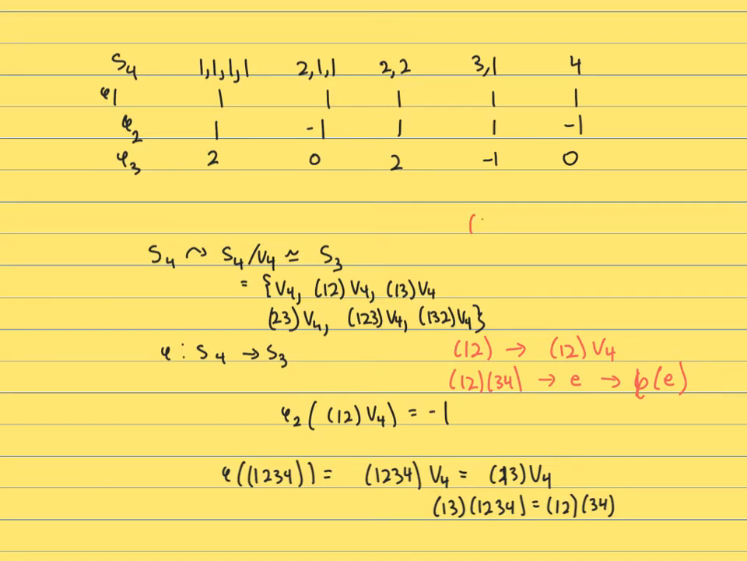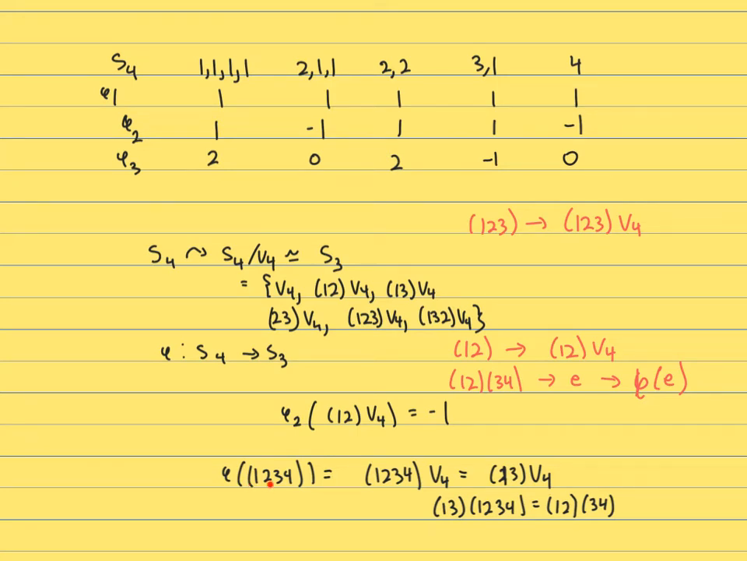Well, 1, 2, 3 gets sent to 1, 2, 3, V4. So it gets sent to itself in the symmetric group. So again, you just get the character value copied from the previous character table. So these 3 columns are copied from the previous character table, and this one's just a duplicate of the identity column.